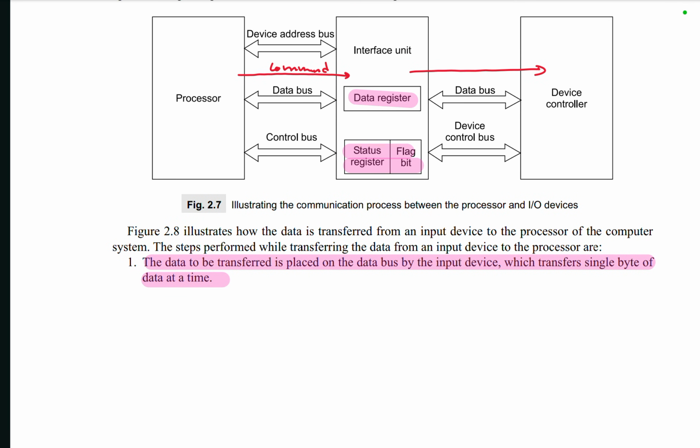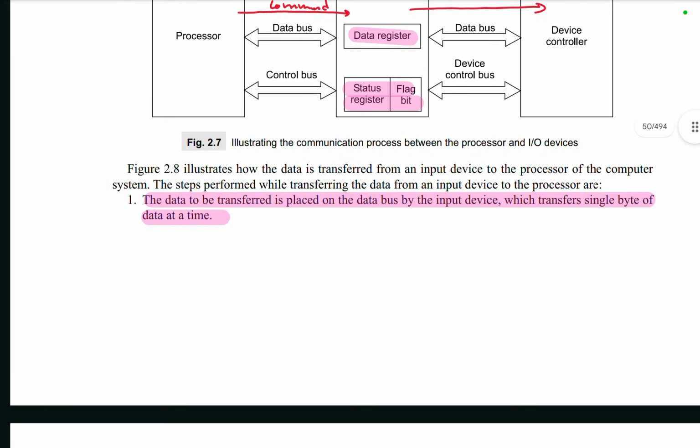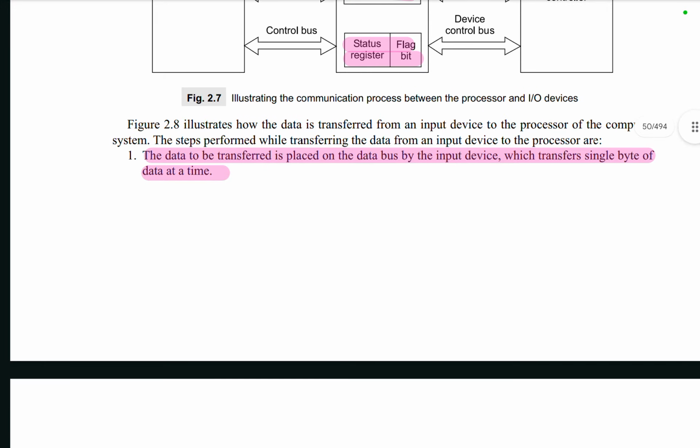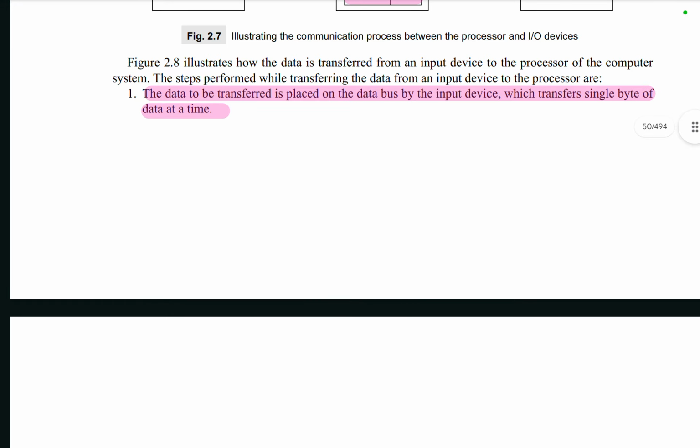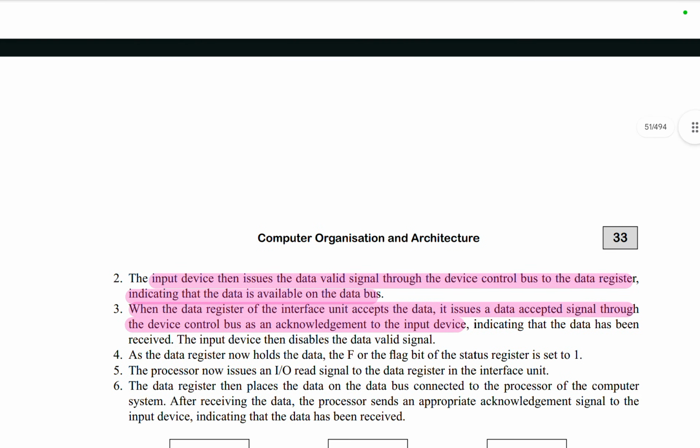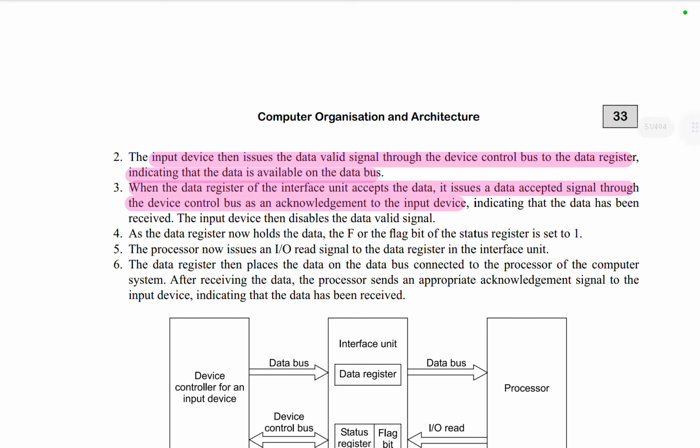Processor and interface unit have a bidirectional device address bus, data bus, and control bus, and interface unit and device controller have a bidirectional data bus and device control bus. The data to be transferred is placed on the data bus by the input device, which transfers a single byte of data at a time. Input device then issues the data valid signal through the device control bus to the data register, indicating that the data is available on the data bus.